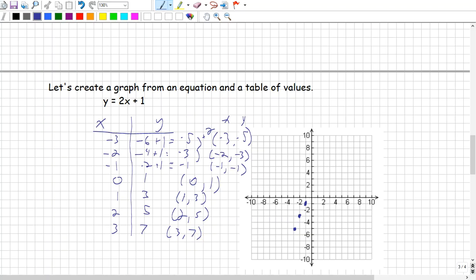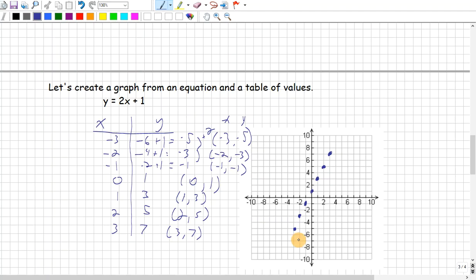So I can plot all these points on my graph. Next one is 0, 1. So 0 on my x-axis, up 1 on my y-axis is my point there. 1, 3, I go over 1 on my x-axis, up 1, 2, 3, put a point. 2, 5, so I go over 2, and then go up 1, 2, 3, 4, 5. And my last point, 3, 7, I go over 1, 2, 3, and I go up 1, 2, 3, 4, 5, 6, 7, and put my point.